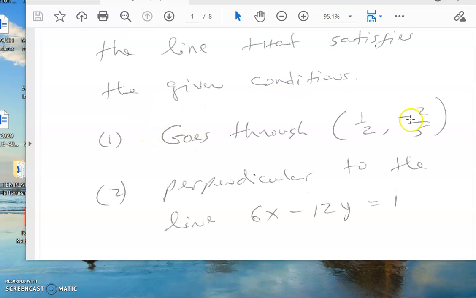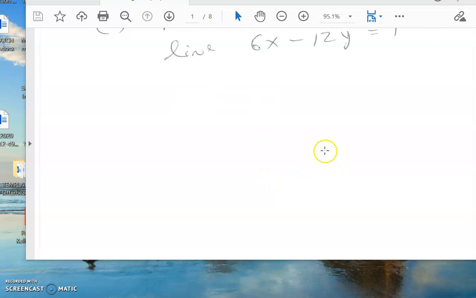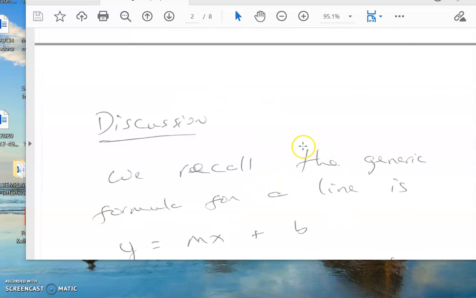Number one, it goes through a certain point. So it goes through the point of x equals 1/2, y equals -2/5, and we want it to be perpendicular to the line 6x minus 12y equals 1. Okay, so what do we do here? Let me have a little discussion.